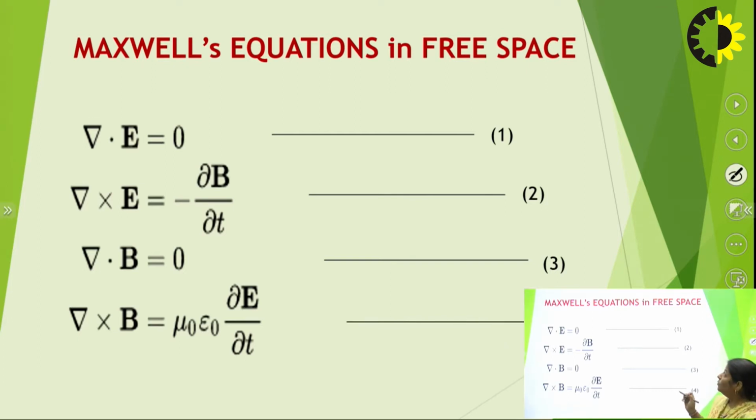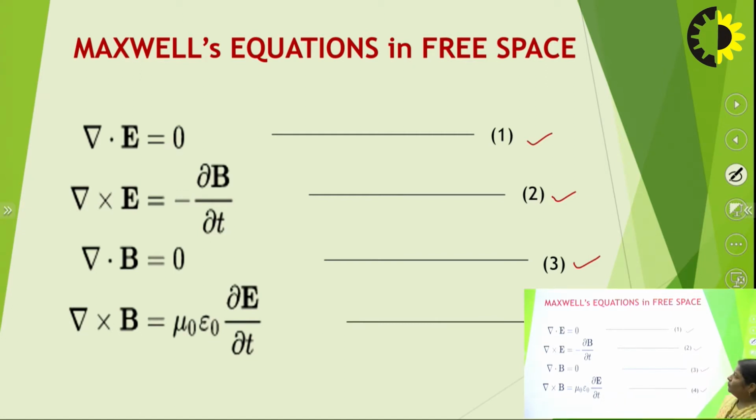All right. So these are the 4 equations which we were talking about. This is the first equation: divergence of E is equal to 0. Then the second equation, curl of E is equal to minus del B by del t. Again, divergence of B is equal to 0. This is Maxwell's third equation. And the last, the fourth equation, is curl of B is equal to mu naught epsilon naught del E by del t.